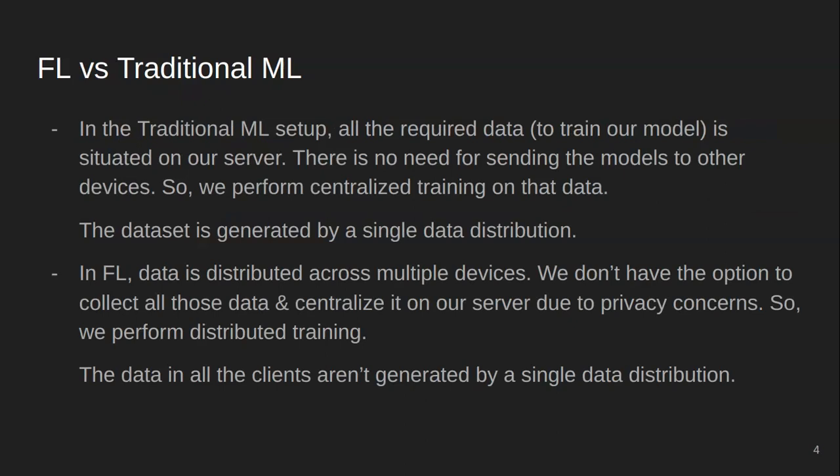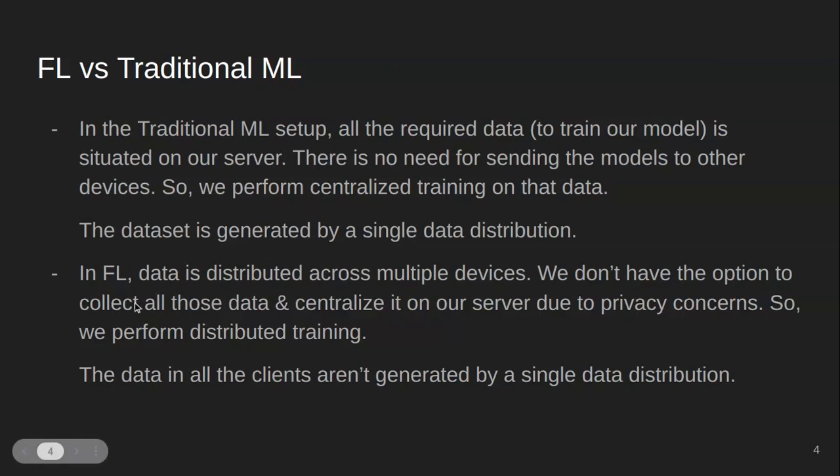So, what's the difference between federated learning and traditional machine learning? In the traditional machine learning setup, the data needed to train our model is situated on our server or a data center itself. So there is no need for sending our models to other servers. This is also called centralized training. The data set is also generated by a single data distribution.